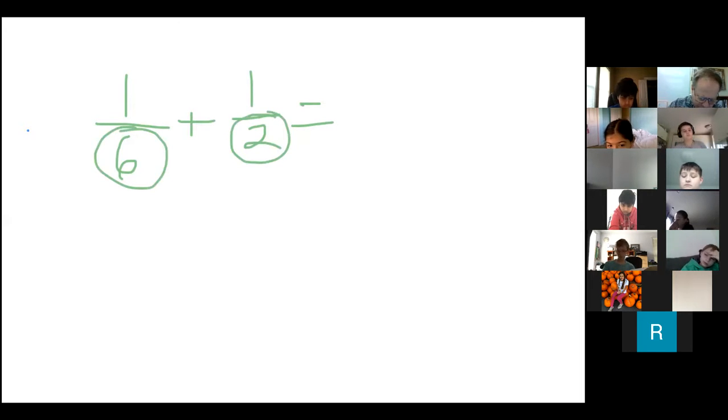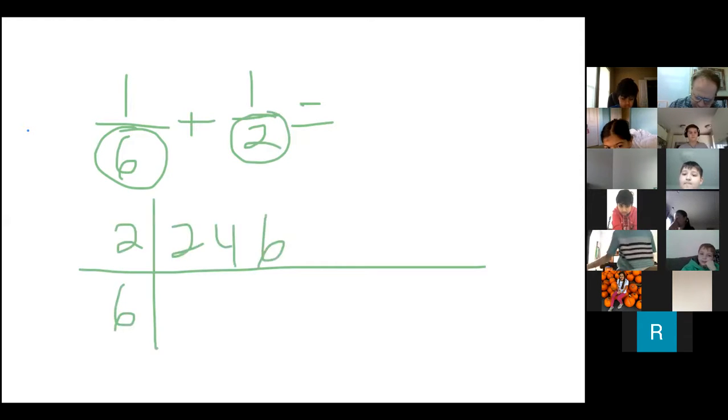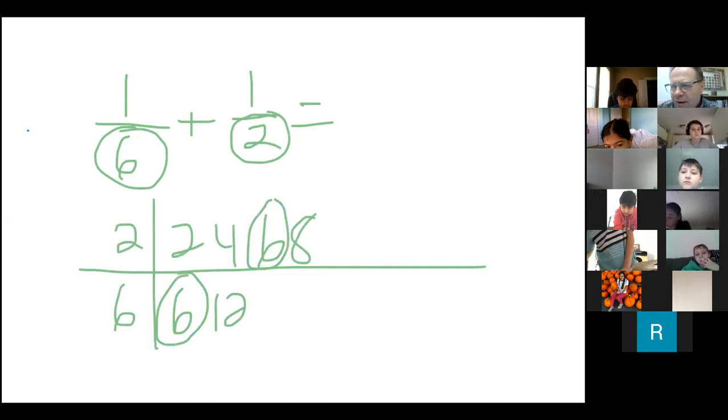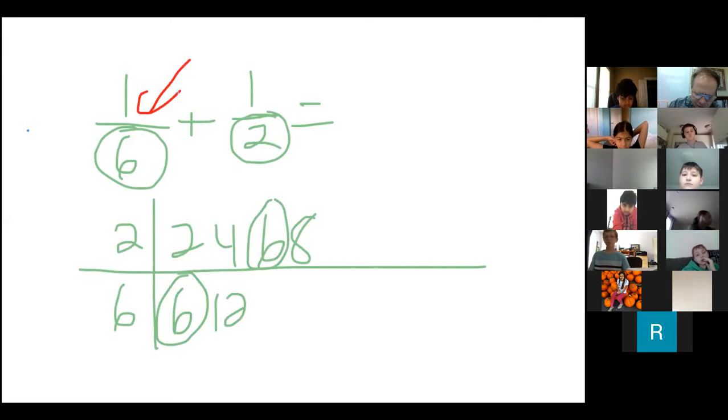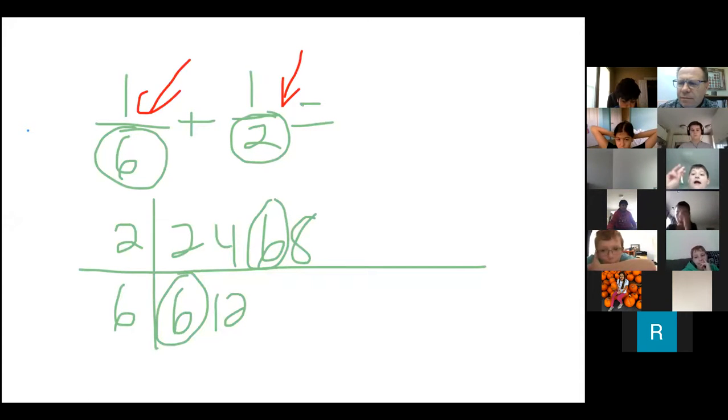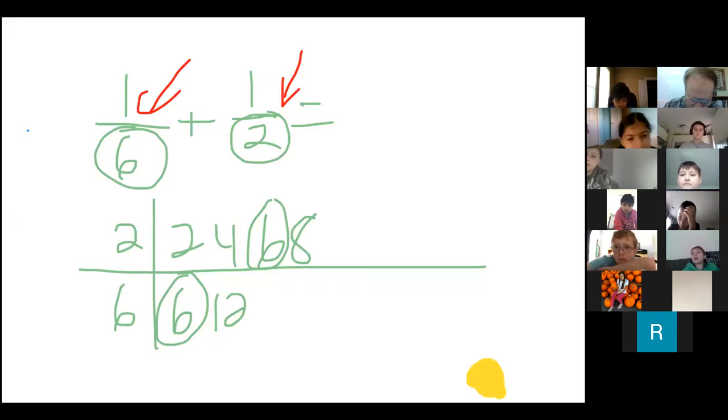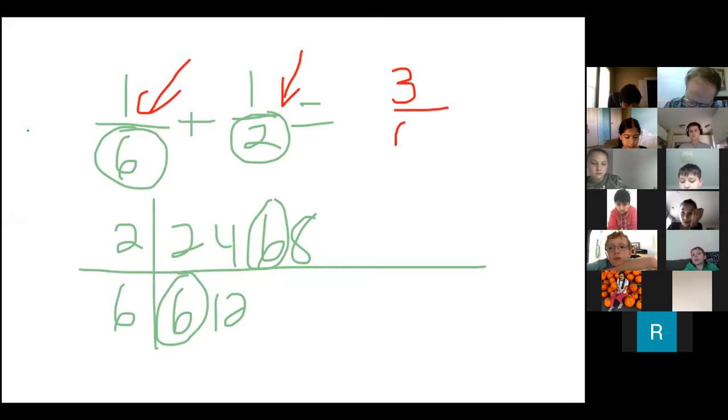What's the lowest common multiple? You have the 2 and the 6. You go 2, 4, 6, 8, and then you have 6, 12, and you find out your common denominator is 6. Okay? This one's already a 6. So you got to make this one a 6 by multiplying by what? 3. Okay. So if I multiply that one by 3, what is the top number when I multiply it by 3? 6. So 3 sixths is what that 1/2 becomes.